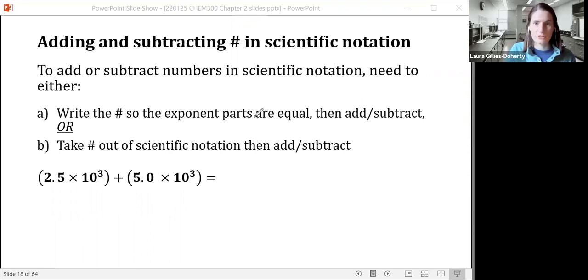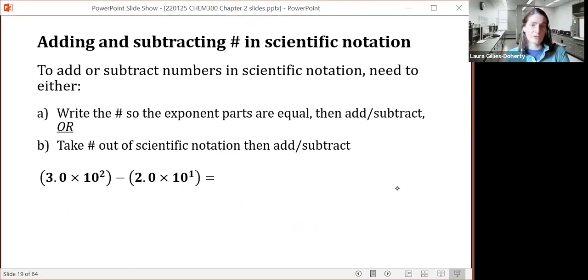Let's start with one where the exponents are already equal. So we're going to add the coefficient parts: 2.5 times 10 to the 3rd plus 5.0 times 10 to the 3rd. So we get 7.5. Everything stays base 10, and it's going to stay times 10 to the 3rd because these were equal to begin with. So we don't have to change anything there. So we get 7.5 times 10 to the 3rd. And I like doing it this way. It's nice when the exponent parts are equal. Then you just go ahead and do your addition and subtraction like you normally would.